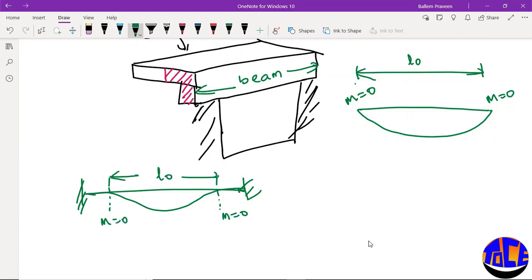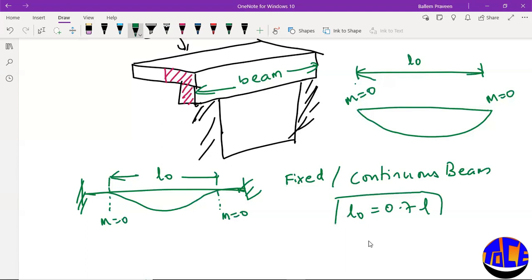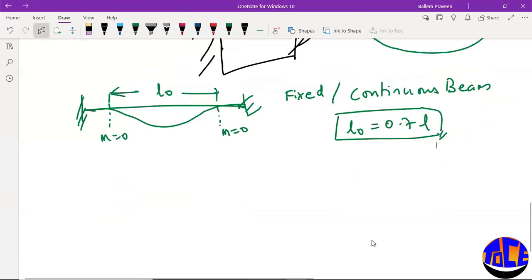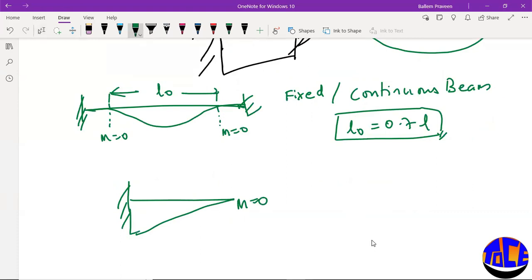So for a fixed beam or a continuous beam, your L0 will be 0.7 of L. This is given by IS 456 itself. Even if it is a cantilever, how will the bending moment diagram be? For a cantilever the bending moment diagram will be something like this. At the free end the moment is 0, and at the other end the moment is not 0. So what is the distance between zero moments? It is 0. So for a cantilever your L0 will be 0, because the distance between zero moments is 0.